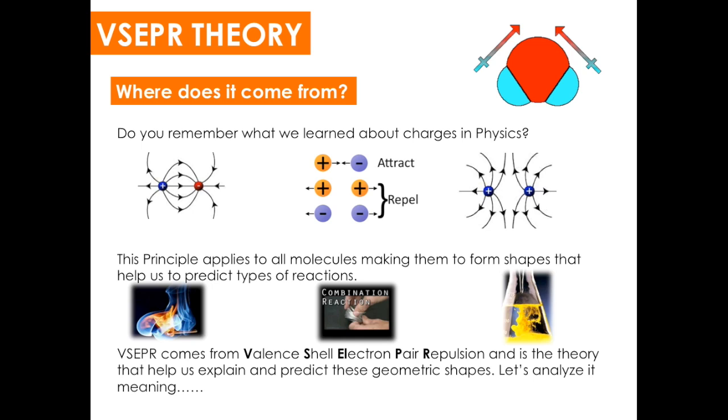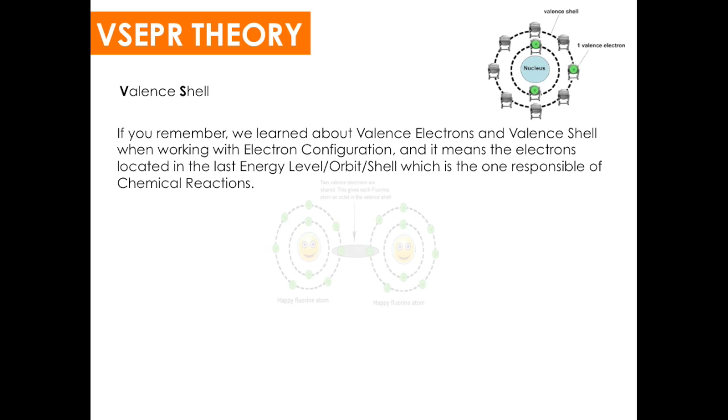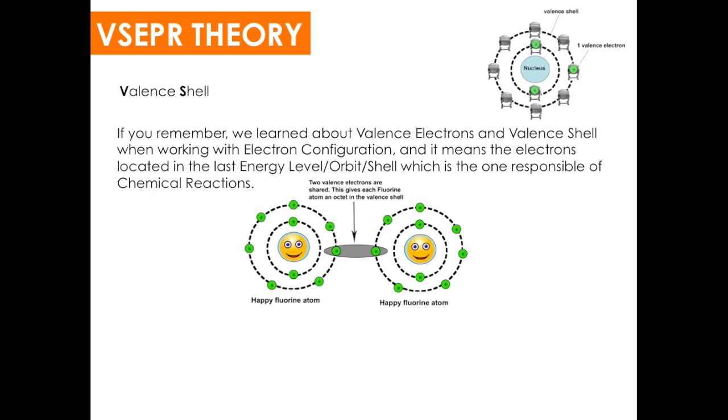VSEPR comes from valence shell electron pair repulsion, and is a theory that helps us explain and predict these geometric shapes. Let's analyze its meaning. Valence shell. If you remember, we learned about valence electrons and valence shell when working with electron configuration. It means the electrons located in the last energy level or shell, which is the one responsible for chemical reactions.